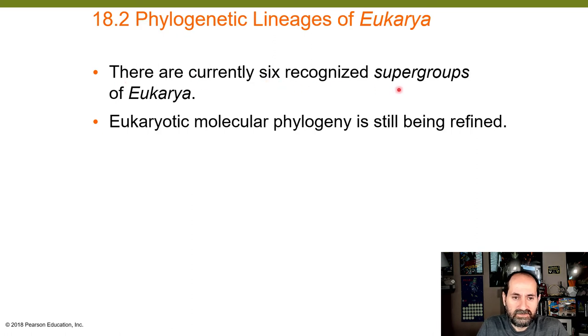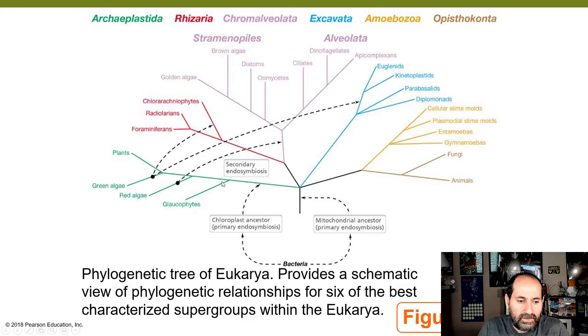There are currently 6 recognized supergroups of eukaryotic microorganisms, or of eukarya in general. And the molecular phylogeny is still being refined. So you can see that there is no one phyla of eukaryotic microorganisms. They kind of spread themselves across all the different phyla of microorganisms. Protists, again, remember, protists and microorganisms that are eukaryotes are very genetically diverse, much more genetically diverse than their larger eukaryotic counterparts. And this is why we see in the phylogenetic tree of eukarya, there are 6 of those characterized supergroups here.